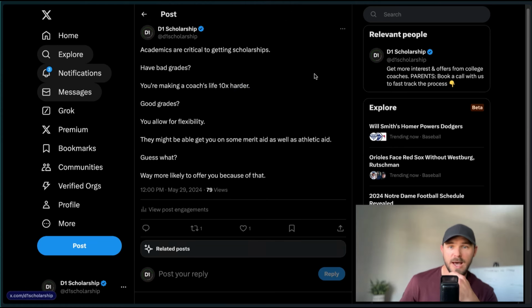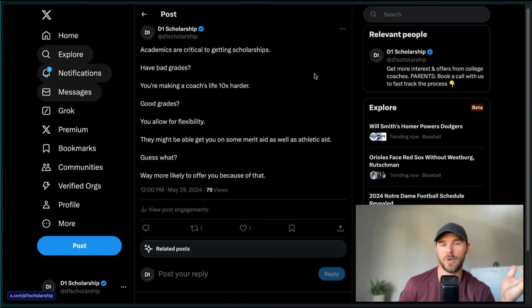Academics are critical to getting scholarships. Have bad grades, you're making a coach's life 10 times harder. Good grades, you allow for flexibility. They might be able to get you on some merit aid as well as athletic aid. Guess what? Way more likely to offer you because of that. 100% true, right? So if you have a kid who has really bad grades, they're not going to get any academic money, and it's going to be hard for admissions to get them into the school. You just make it so much harder for a coach to actually put his neck out there for you. It just, by nature, is so much harder.